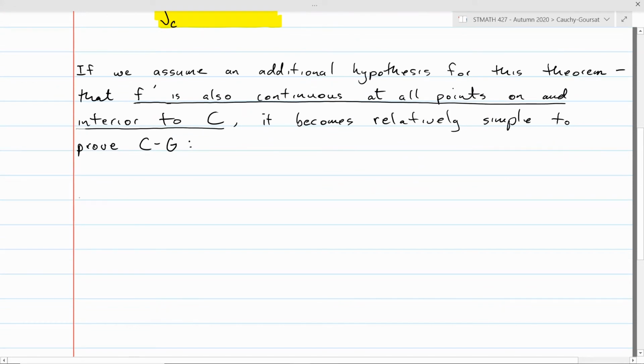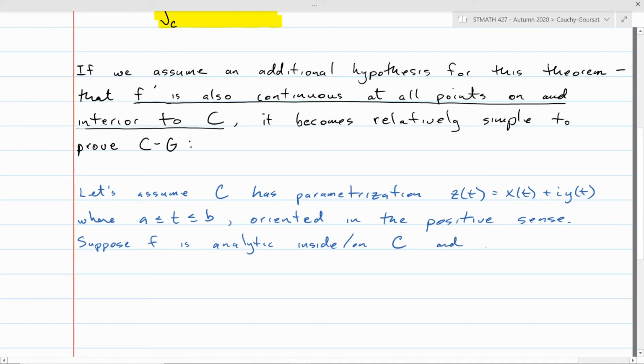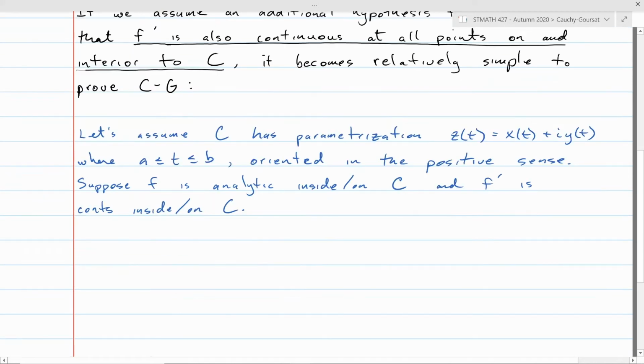For this proof that assumes this additional hypothesis, let's assume C has a parameterization. We'll call it z of t equals x of t plus i y of t, where the parameter runs between a and b. And let's assume that our parameterization is oriented in the positive sense. And then we'll suppose f is analytic inside and on C, and f prime is continuous inside and on C. Now from the definition of contour integral, we know that the integral along C of f of z dz is the integral from a to b of f of z of t times z prime of t dt.